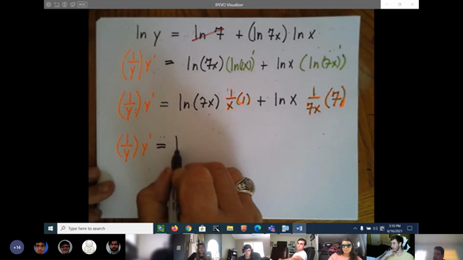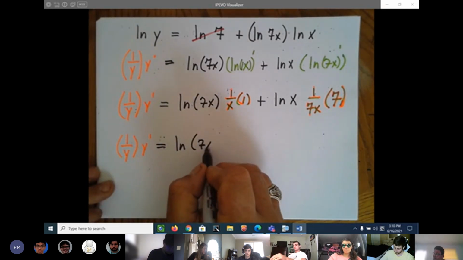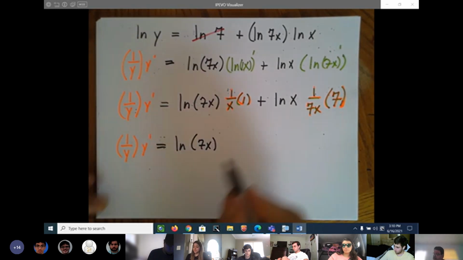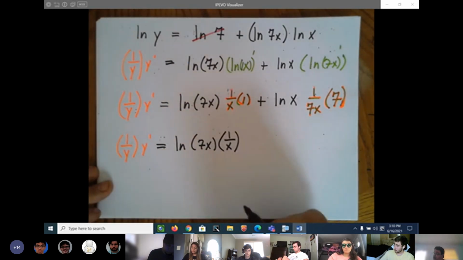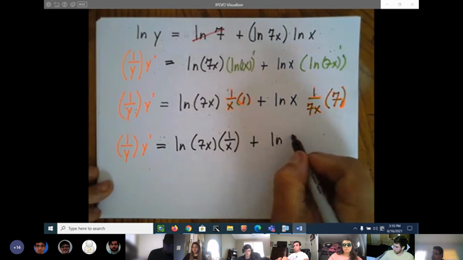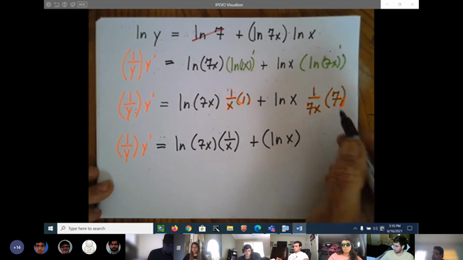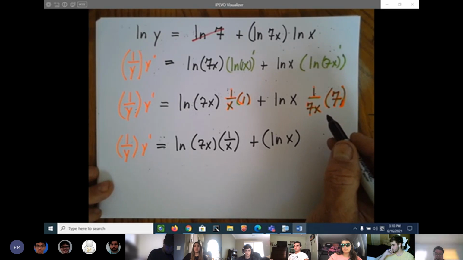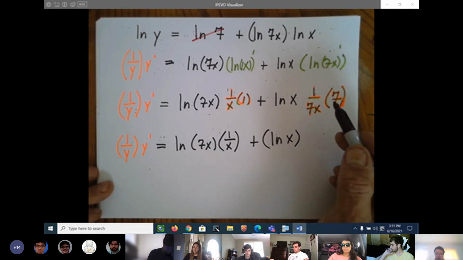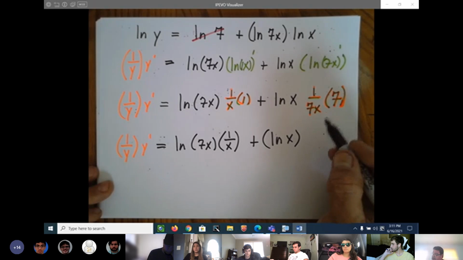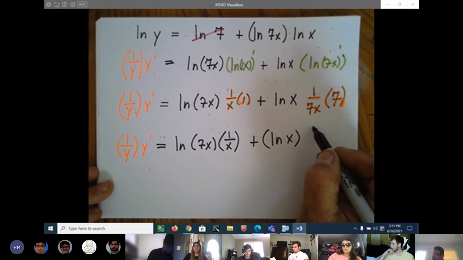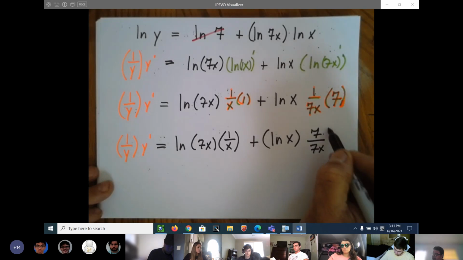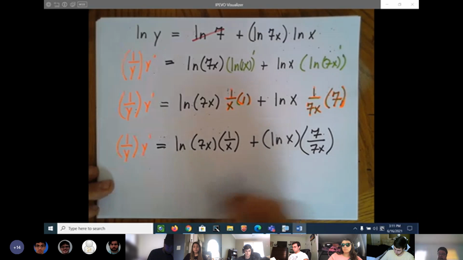Natural log of 7x times 1 over x plus the natural log of x times what? The 7's cancel, and you're left with 1 over x, aren't you? No, it'd be natural log of 7x, natural log of x. Yeah. So I'm just going to put 7 right here over 7x. And we'll work that out in just a minute.